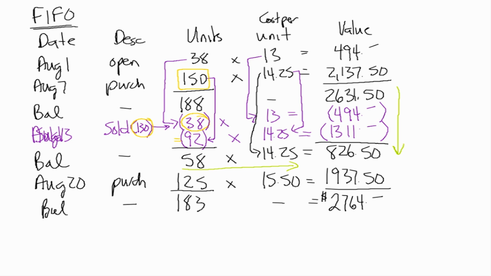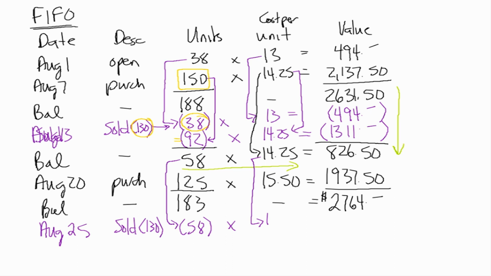I'm just going to change my color again. So now we're at August 25th. And I sold. How many did I sell? 130 units. Well, the first thing that's going to happen is my 58 is going to disappear, negative 58. At what value? $14.25. That's going to equal negative 826.50.